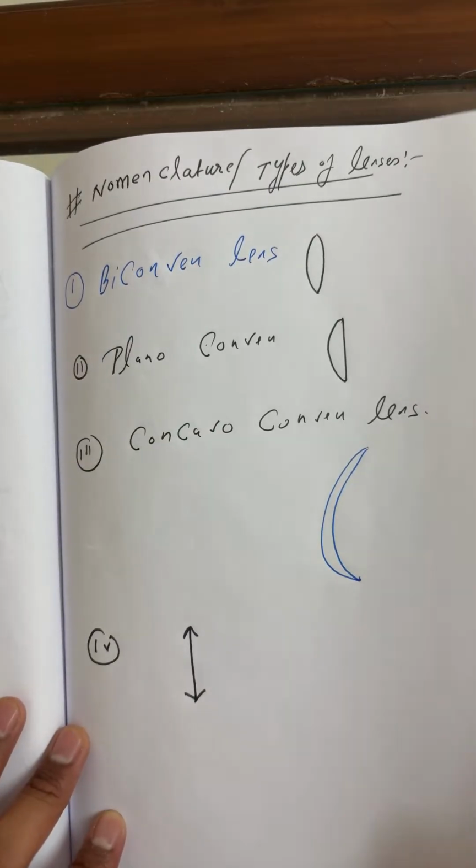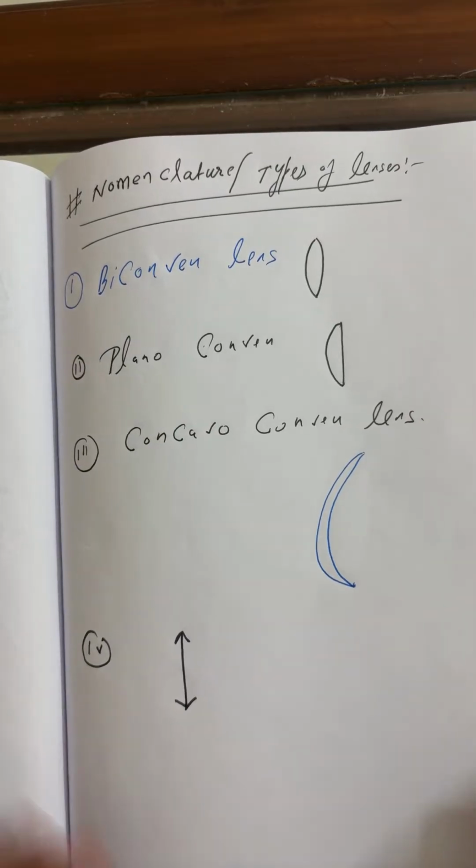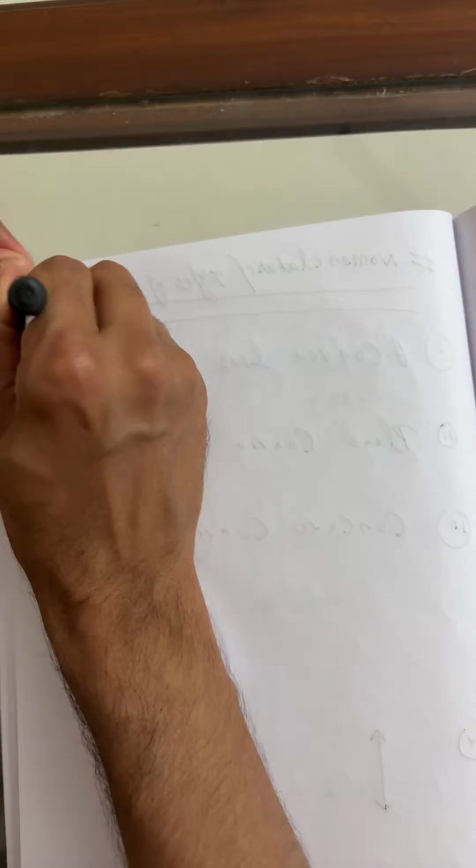Okay, so now students, I'm going to discuss next the types of concave lens. What is next, students?